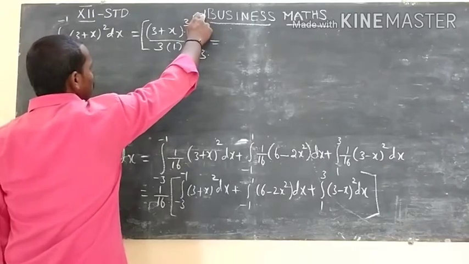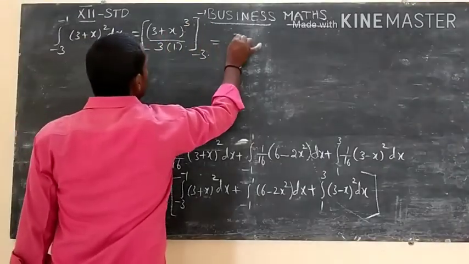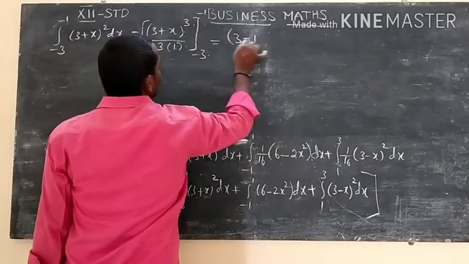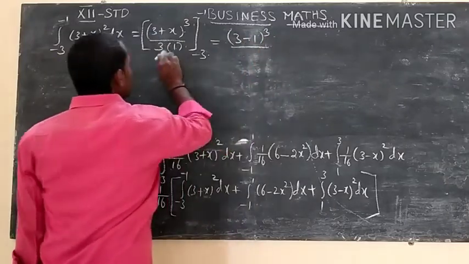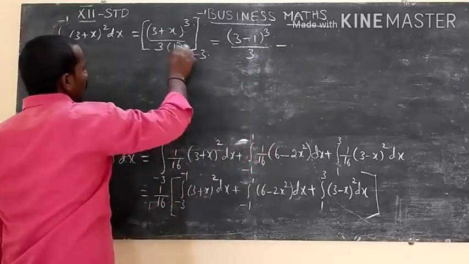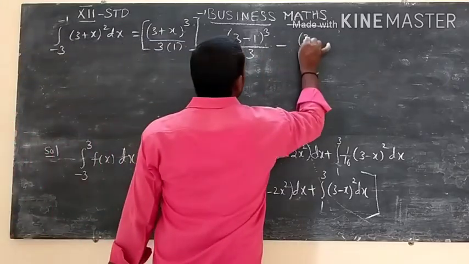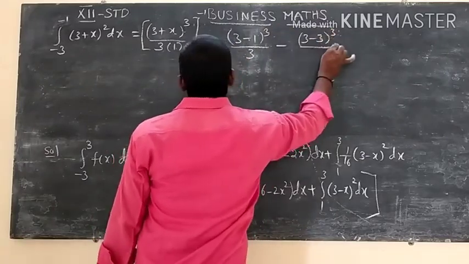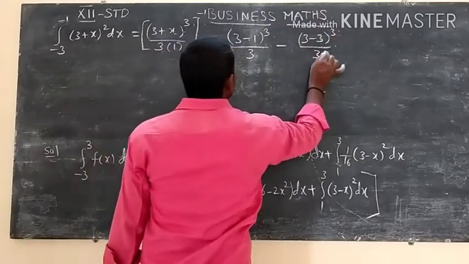Upper limit is minus 1, so apply here. So 3 and x is replaced now by minus 1, the whole power 3 divided by 3, one 3 is 3. This is upper limit, minus the lower limit, 3 minus 3 the whole cube divided by 1 3 is 3.